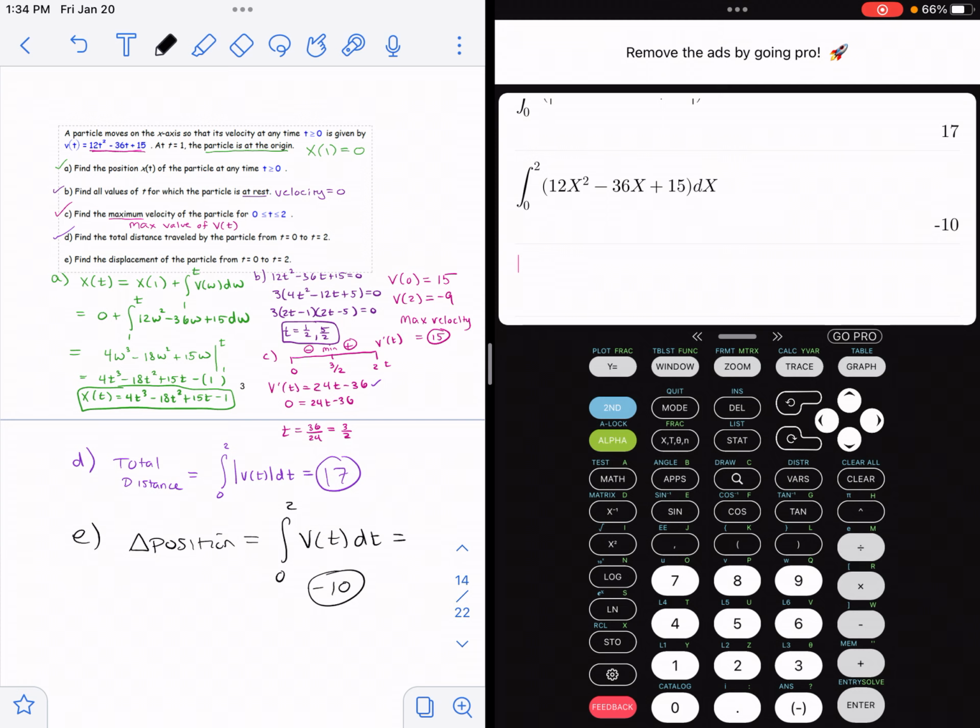Now, there are no units. This problem didn't give units, so I don't need to give units back. But obviously, a change in position could be feet, right? Total distance traveled could be feet, etc.